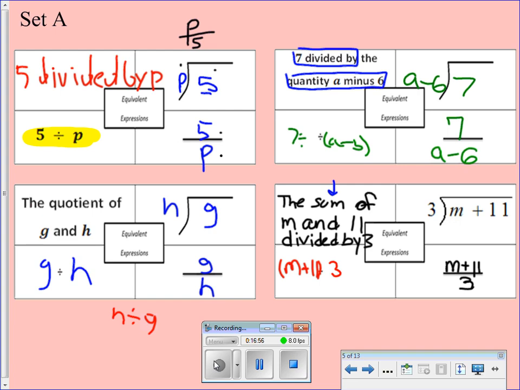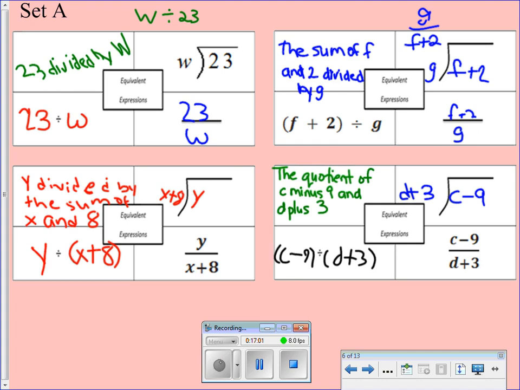All right, let's try the bottom 4 in set A. Here are the answers for the bottom half of set A. The back of set A, which is set B, is your homework for tonight. If you want additional practice, you can work on set C as well.